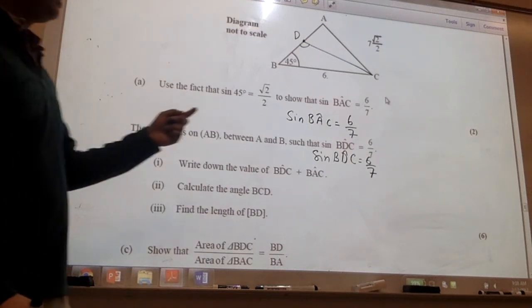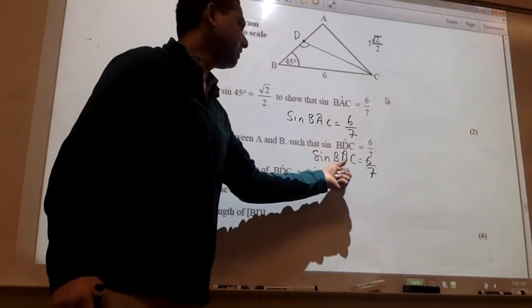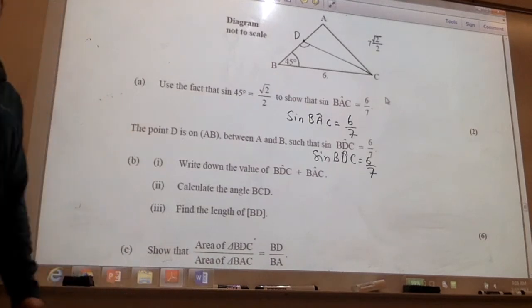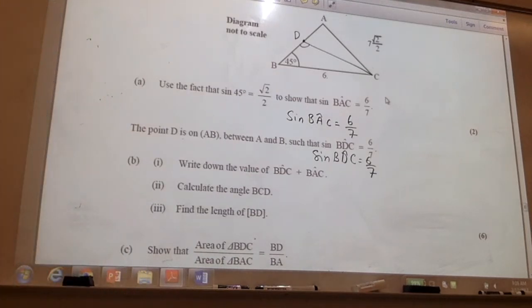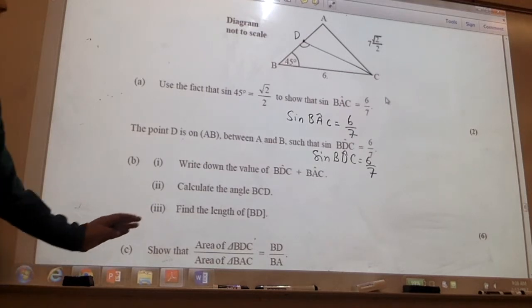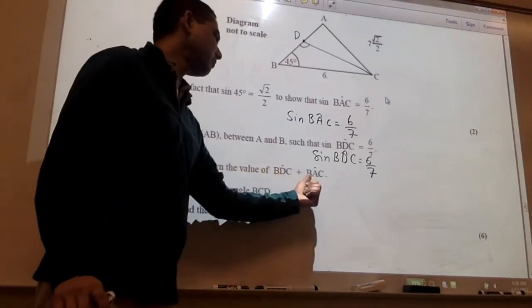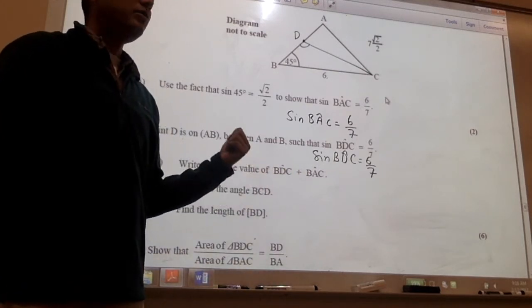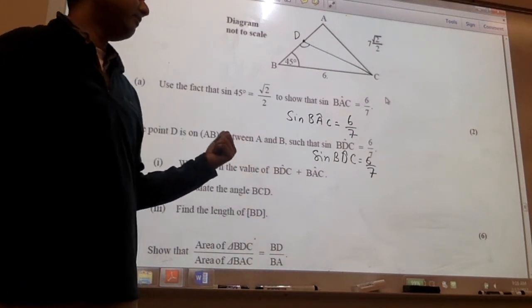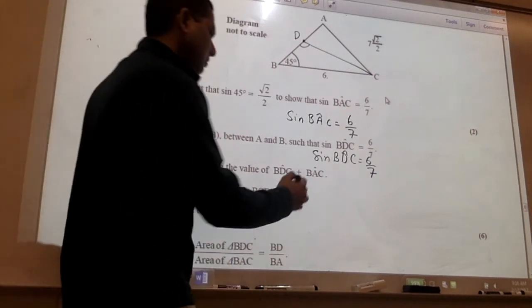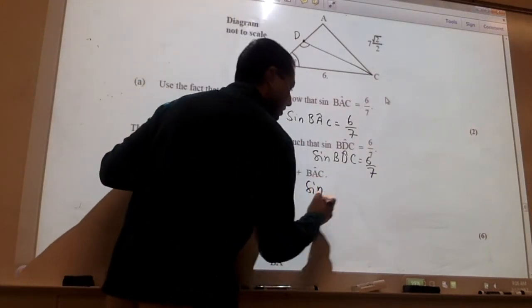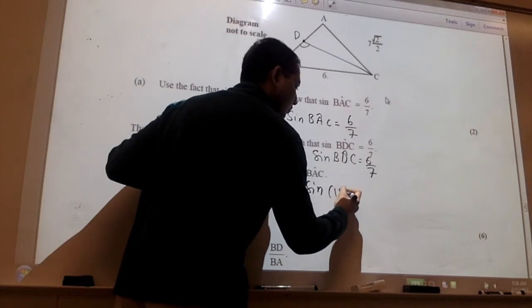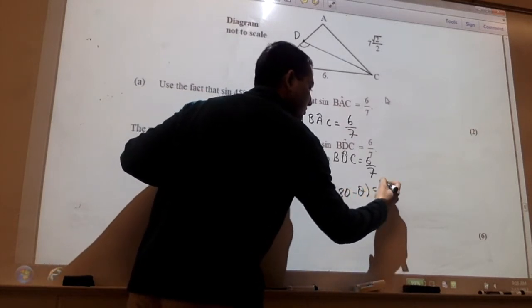Sine of BAC is equal to 6/7, sine of BDC is equal to 6/7. That's the clue we have. That's the only clue we have. Now, based on the clue, we need to find out what is the sum of these two angles. Do we have a property which says that sine of 180 minus theta is equal to sine theta?